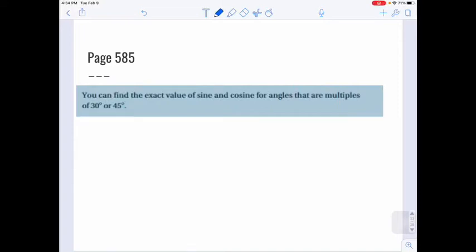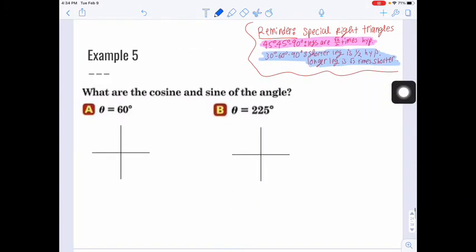Section 8.2, Example 5 on page 585: you can find the exact value of sine and cosine for angles that are multiples of 30 or 45. Example 5 says, what are the cosine and sine of the angle? For part A we have theta equals 60 degrees, and for part B we have theta equals 225 degrees.